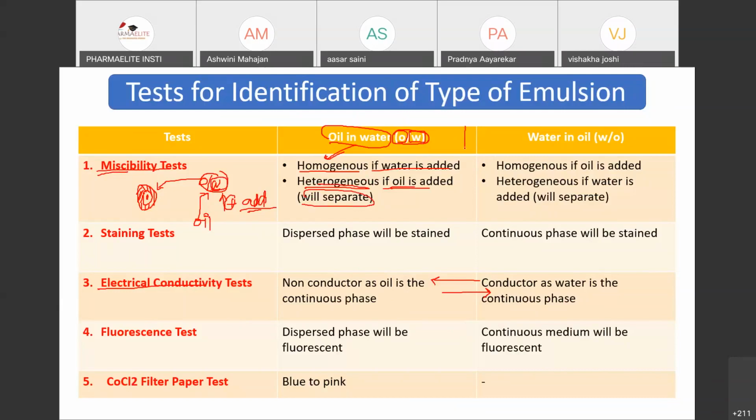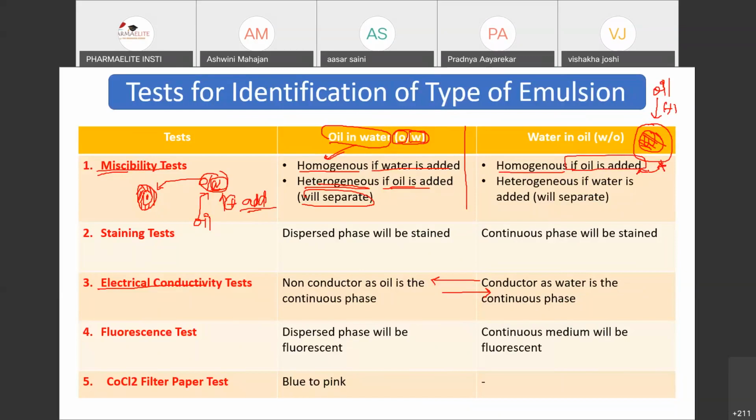Now the same logic applies to your water in oil emulsion. Water is inside. Shading it again, so this is your water, and your oil is the exterior phase. Oil is outside, water is inside. If you add oil, the exterior phase is also oil. In that particular case, where at both ends there is oil only, obviously it will be a homogeneous phase if oil is added.